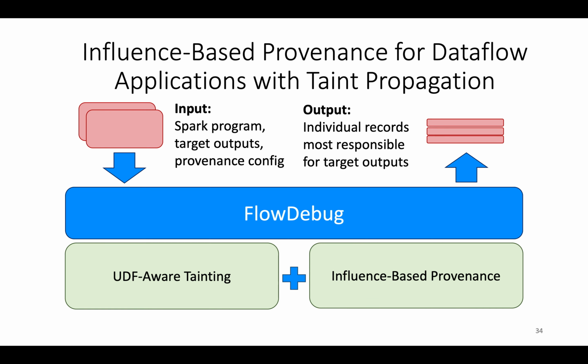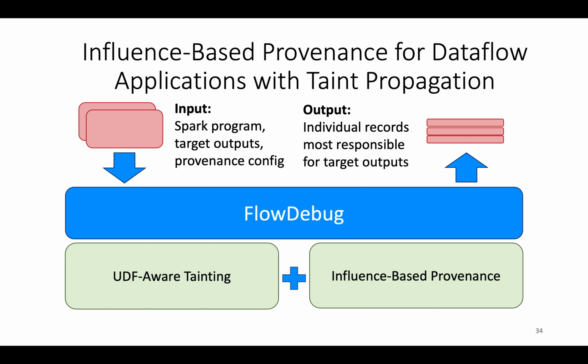Based on these insights, we designed FlowDebug. FlowDebug takes as input a Spark program, the target or suspicious outputs that need to be debugged, and optionally a provenance configuration for use in one of our approaches. As output, FlowDebug identifies an input trace, or the individual input records that are most responsible for the suspicious target outputs that were provided as input.